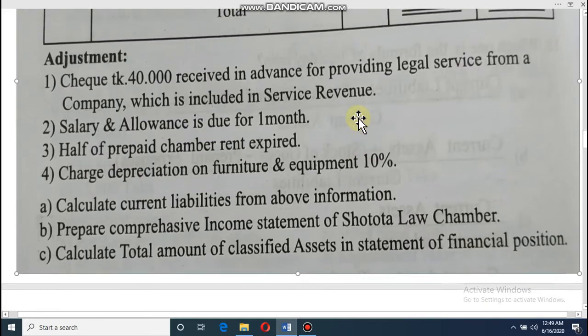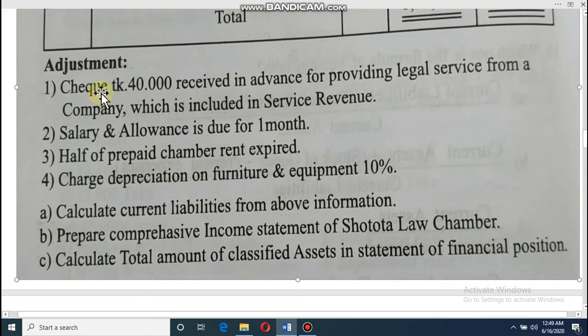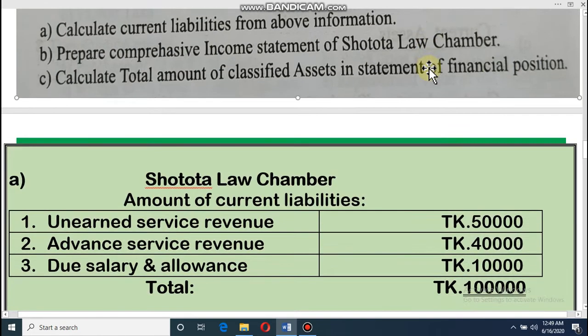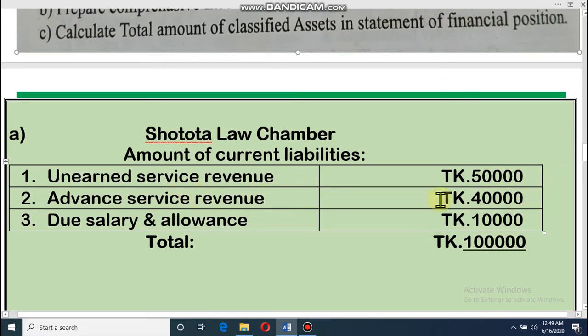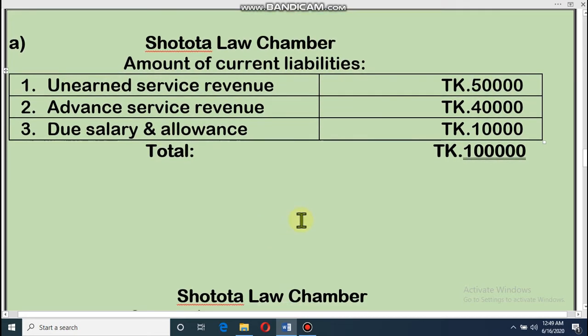Then, check receipt, 40,000 taka in advance for providing legal service. That means we provide legal service and we receive a check in advance. So this is also a liability. This is also a current liability because we are bound to provide the service since we received the money already. So another current liability, advance service revenue. So total amount of liability is 1 lakh.